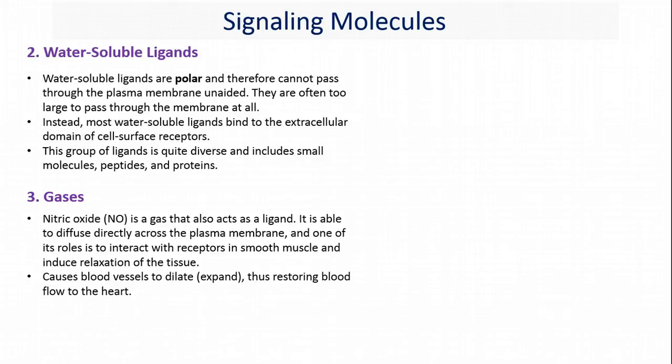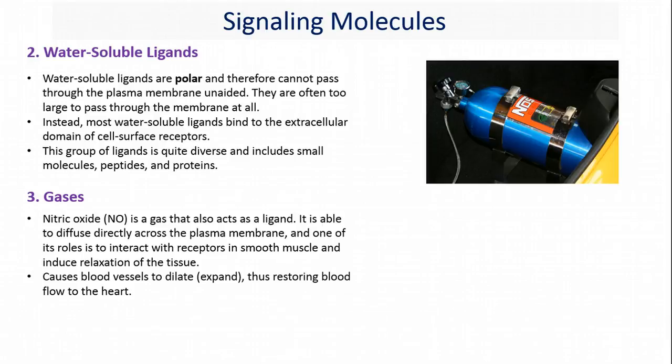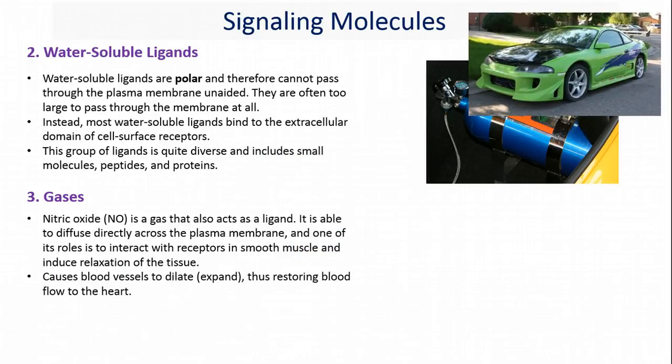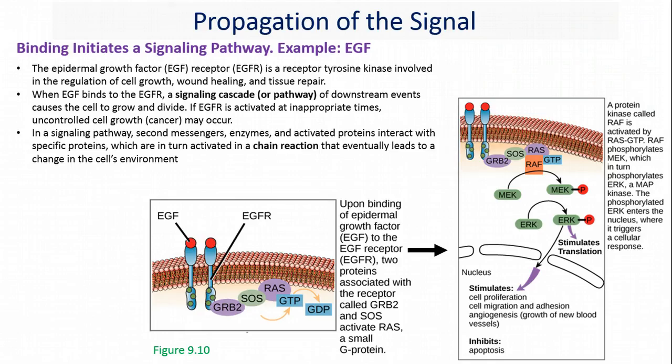Finally, there are gases that act as signaling molecules. Nitric oxide is a gas, not to be confused with nitrous oxide, which is what makes your car fast and furious. But this is actually a molecule that will diffuse through the membrane and cause smooth muscle cells to relax. This is very important in blood vessels, causing them to dilate or expand and restoring blood flow to the heart or other organs.